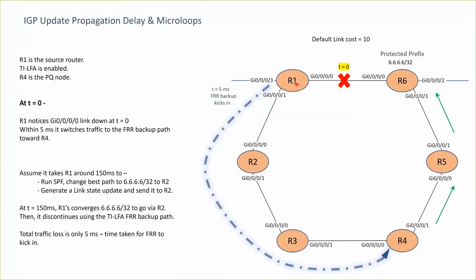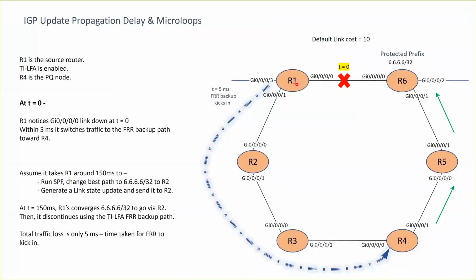Okay? So within 5 milliseconds, R1 was able to switch it to the PQ node, or in this case, R4 is my PQ node. So I had 5 millisecond traffic loss so far, right? Within 150 milliseconds, R1 reconverged. So as soon as R1 converges to a new path, I have a better path now. I'll stop using FRR. I no longer need to use FRR. Look at it from R1's perspective. R1 had to use FRR because it didn't have a path. But now R1 converged. It has a path now. Stop using FRR. It will send traffic to R2 with just a single label, 16,006. It doesn't need to use the FRR label stack, right?